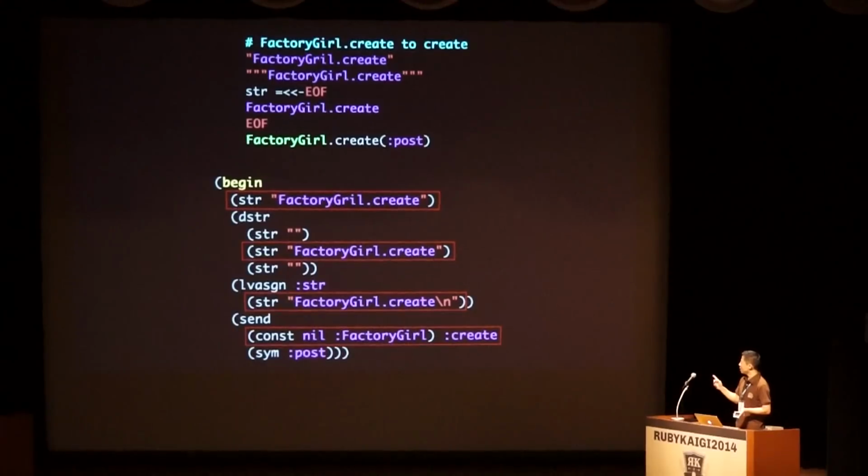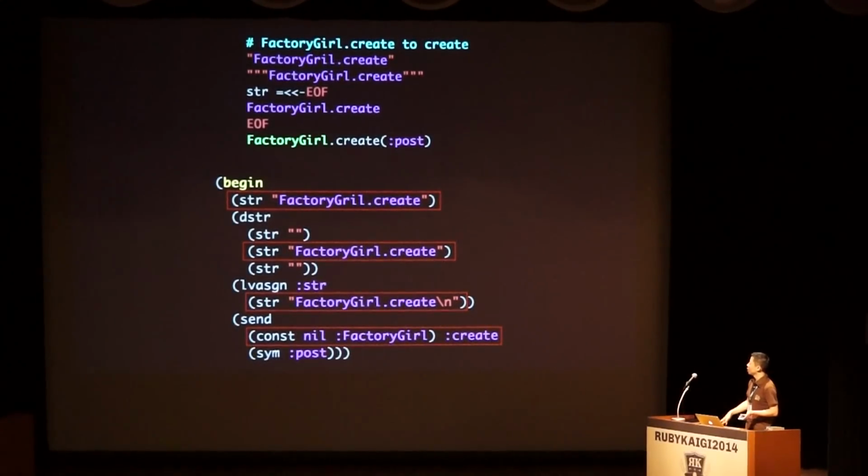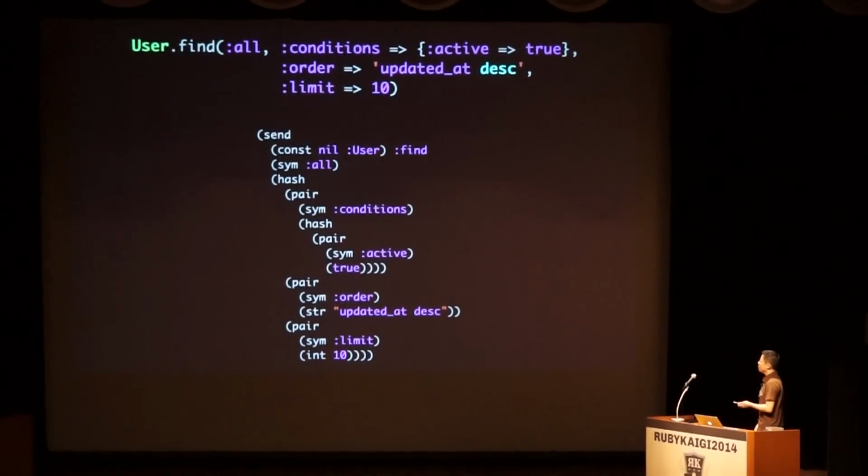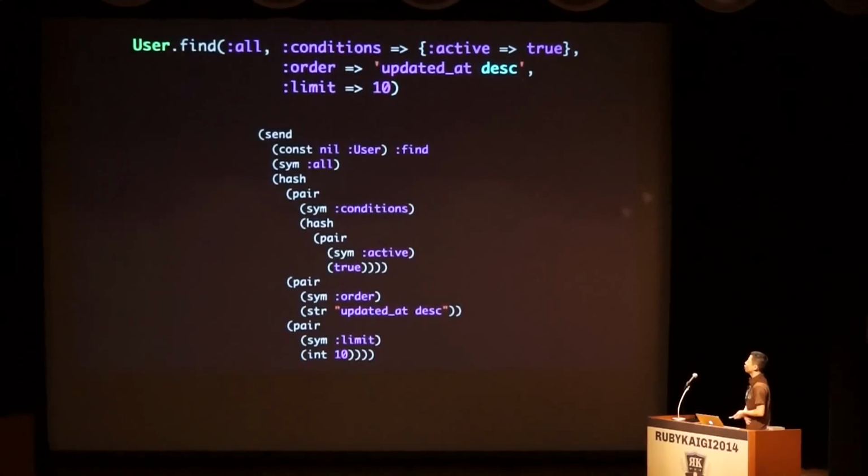The message create is sent to the constant FactoryGirl. So if we use the AST node, we can easily ignore the first three string-style FactoryGirl.create and just convert the method call, the FactoryGirl.create. Okay, this is for the Rails 2 style User.find.